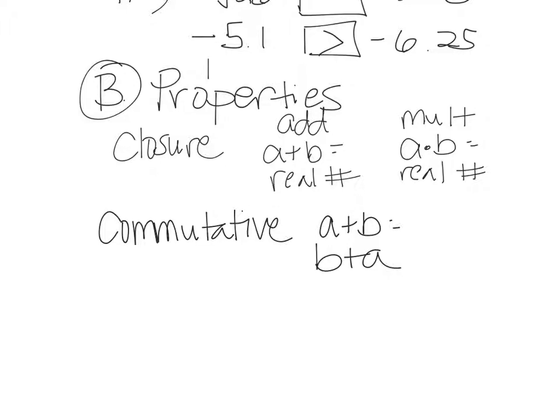Does it matter what order you subtract things? Yes, that does. There's no commutative property for subtraction. But the commutative property for addition is that if you take 2 plus 3, it's the same thing as 3 plus 2. Same thing with multiplication. A times B equals B times A.